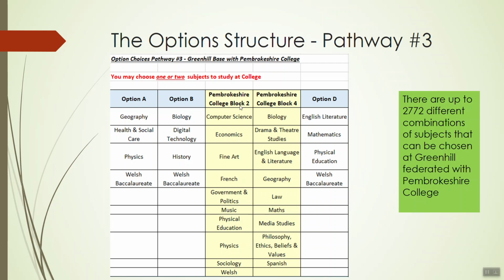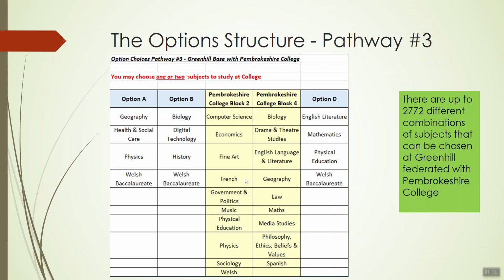Or you could just choose one course there. So if you wanted to choose physics, computer science, and maths, you would pick physics at A, Welsh Bac at B, computer science, College Block 2, and maths on option D. Or you could have chosen maths on option 4.